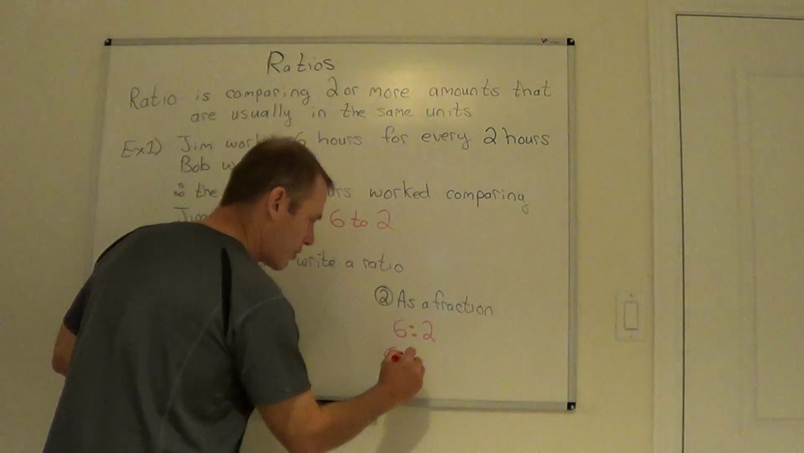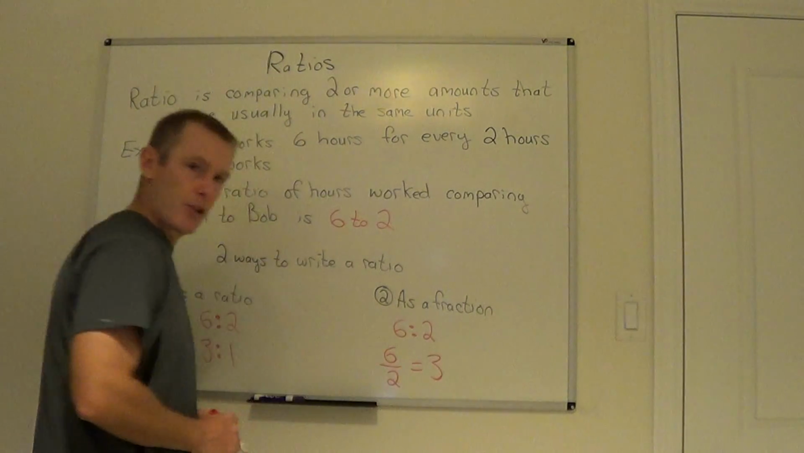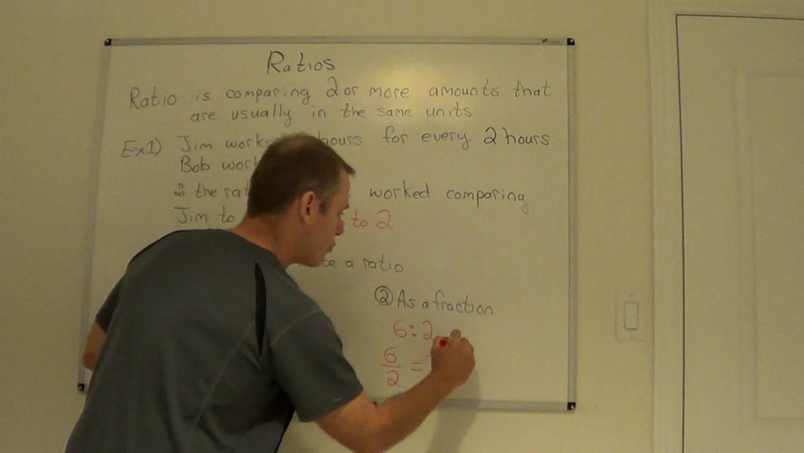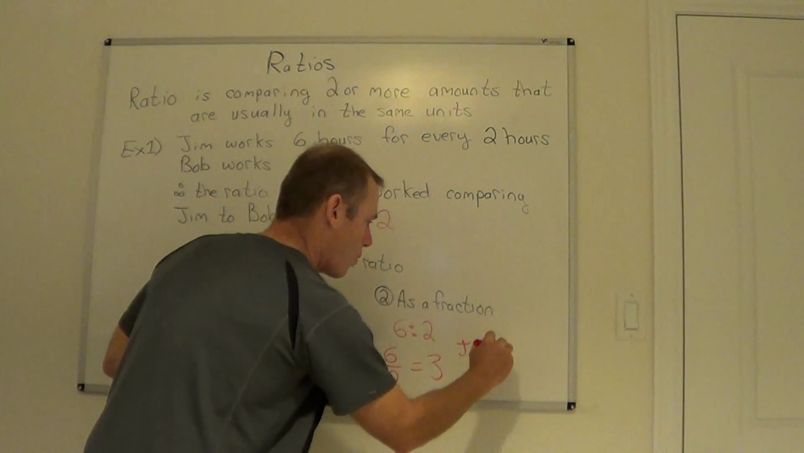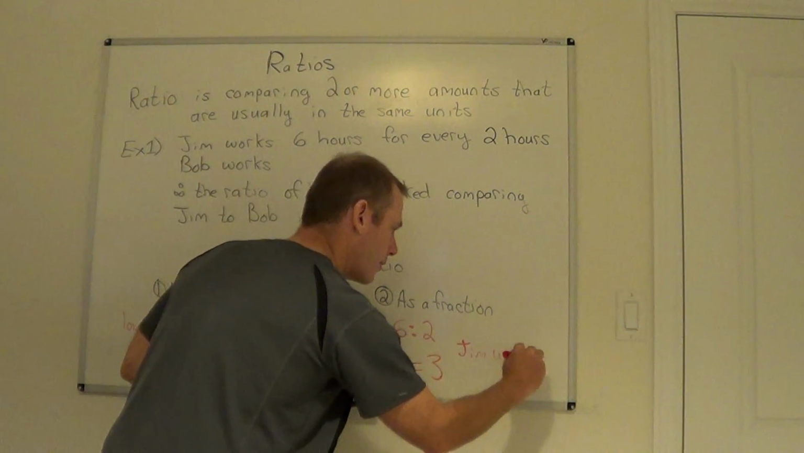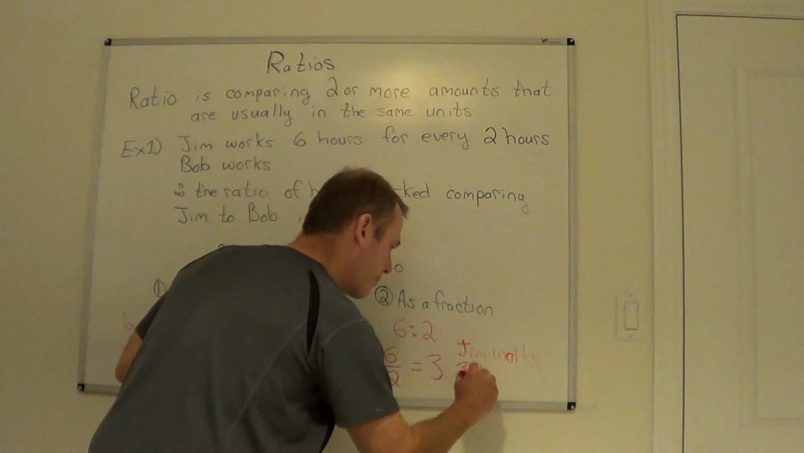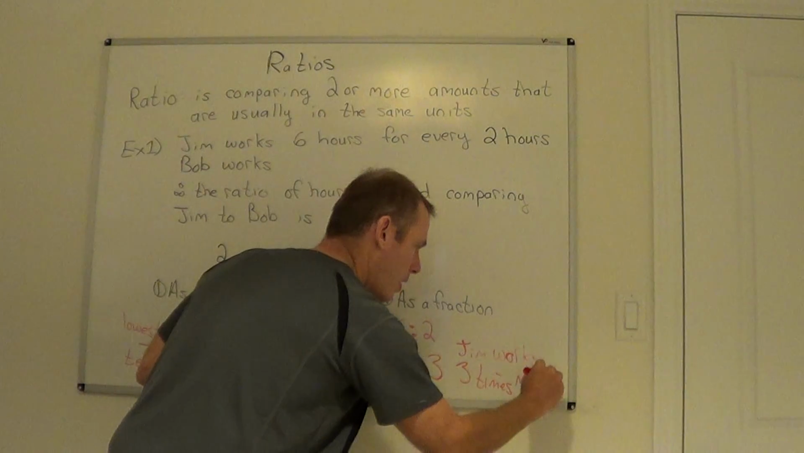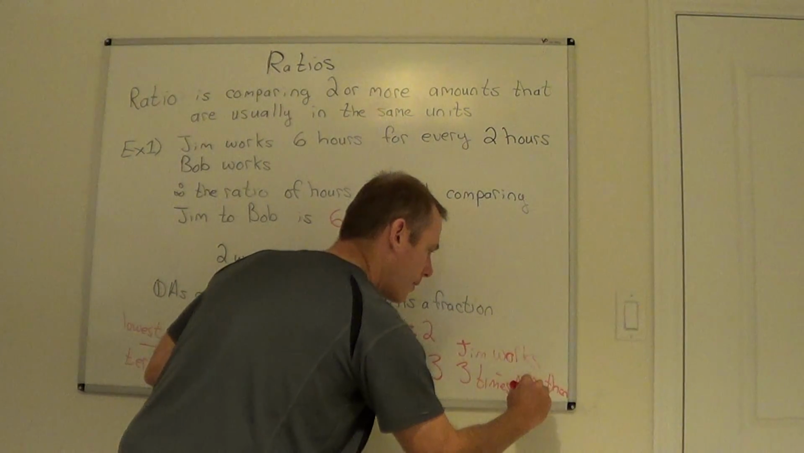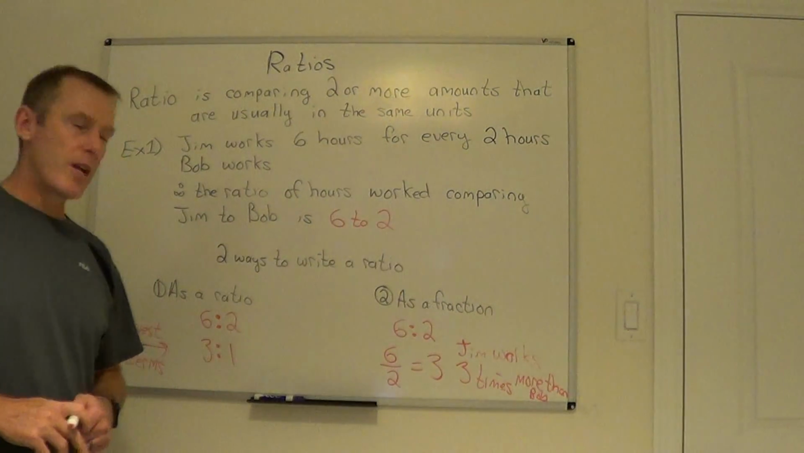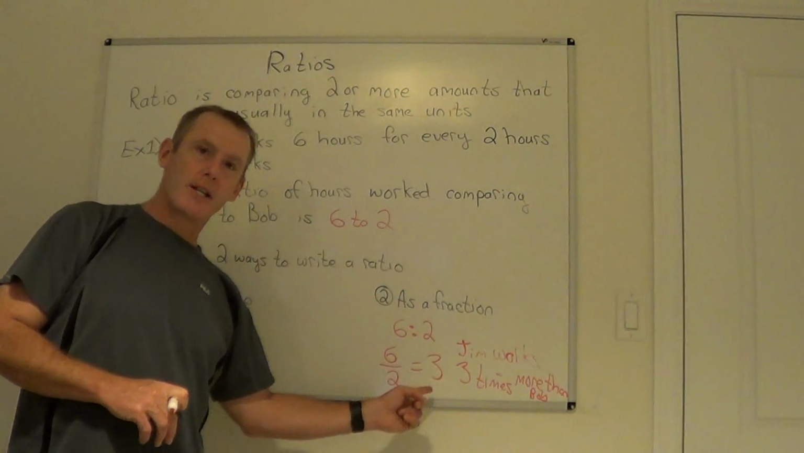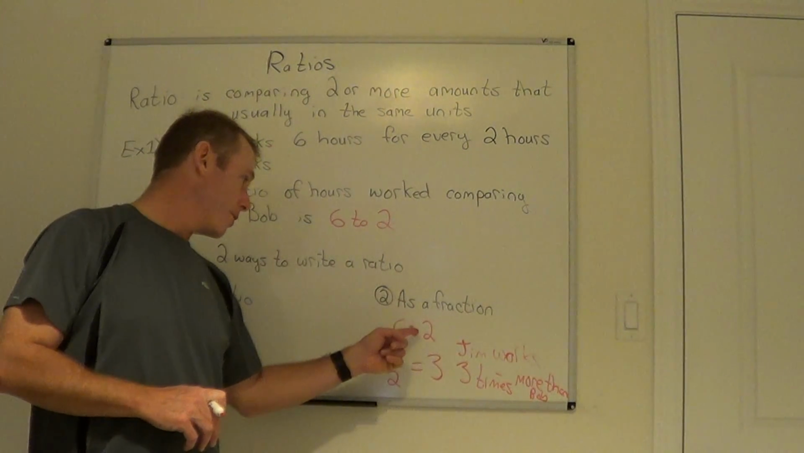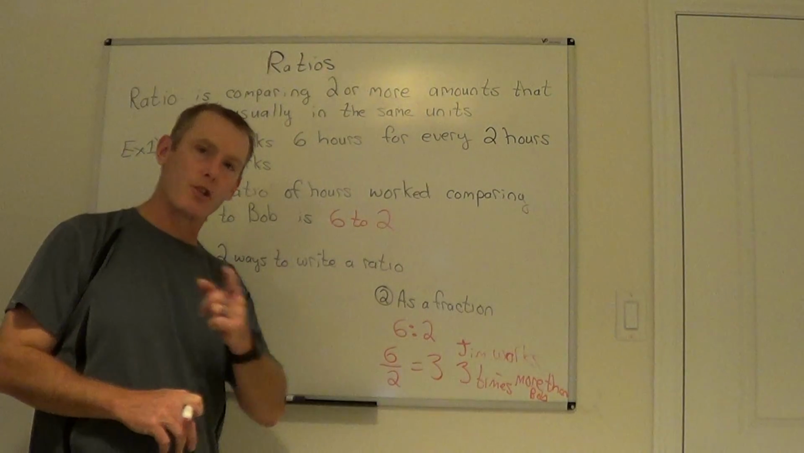And 6 divided by 2 is 3, which is telling us that Jim works 3 times more than Bob. So again, in my next video, we're going to use this fact that a ratio can be flipped into a fraction to solve ratios.